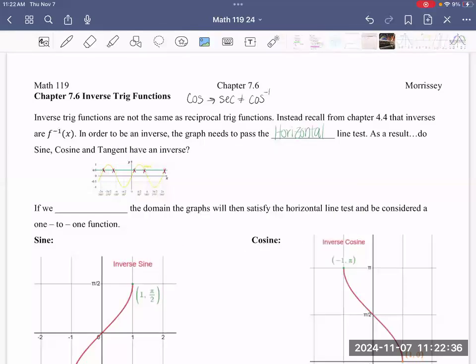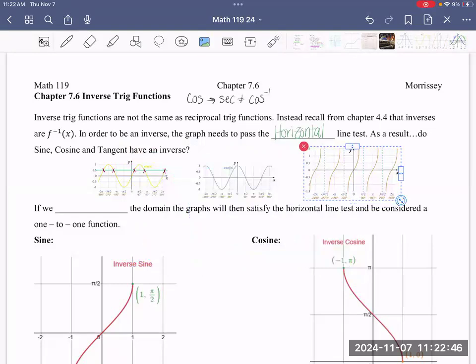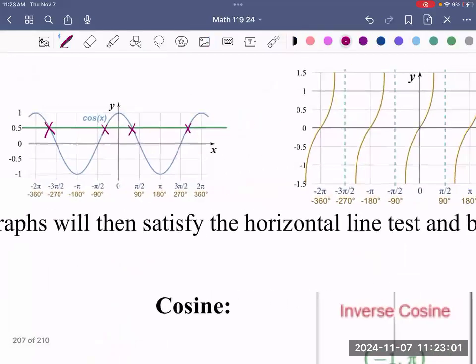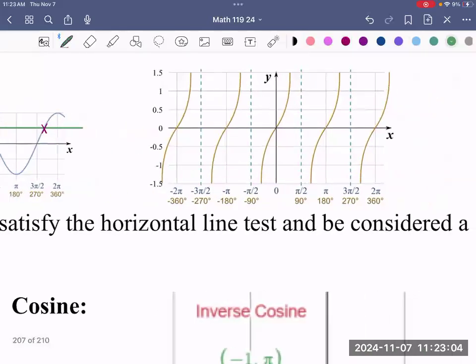If we did the same for your cosine and tangent graphs, I may as well grab my tangent graph on here as well. Here's my cosine. I'm going to draw any sort of horizontal line. Does cosine pass? No, cosine again does not pass. It's going to hit multiple times, and we're only expecting to see it hit once. So maybe we have some luck with tangent. Again, it does not pass because we are hitting many times.